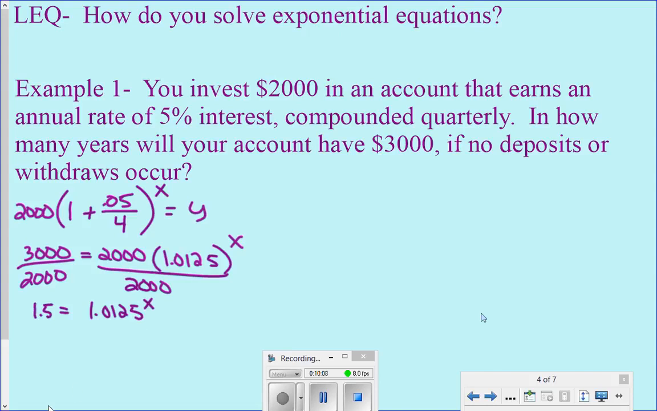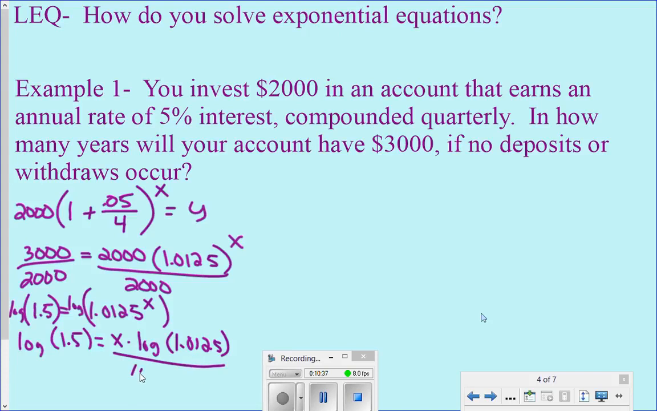Now, we did these problems earlier in the unit, and when we got to this step, remember we guessed and checked because we didn't know how to solve algebraically yet. Now we know how to solve algebraically. So we know that we need to take the log of both sides of this equation. And that allows us to use the power property and bring that x down front. So I have log of 1.5 equals x times the log of 1.0125. I'm trying to get x by itself, so I'm going to divide both sides by the log of 1.0125.